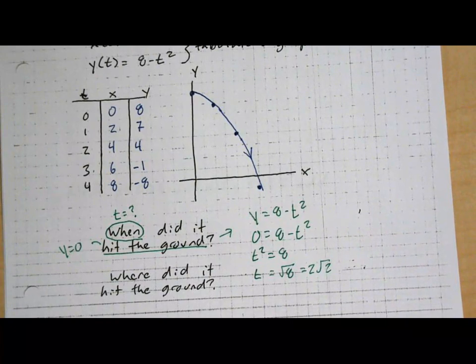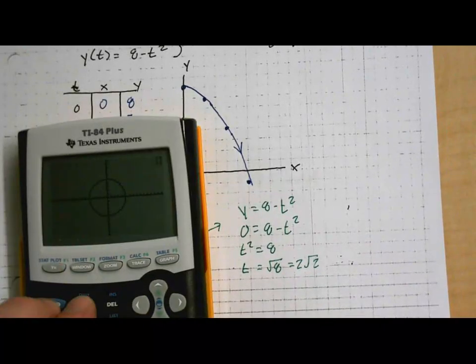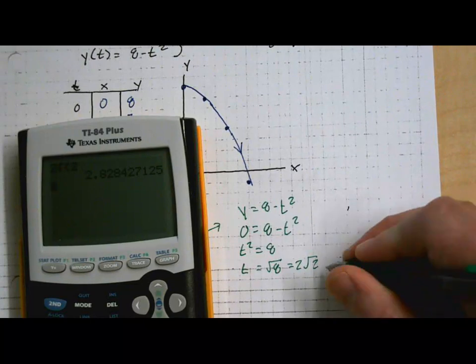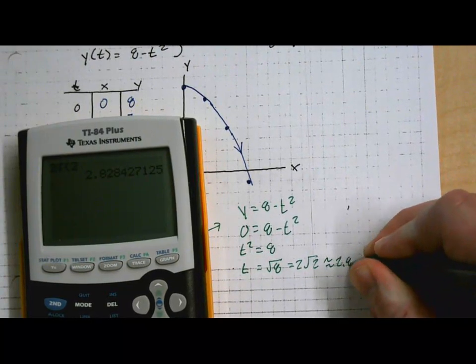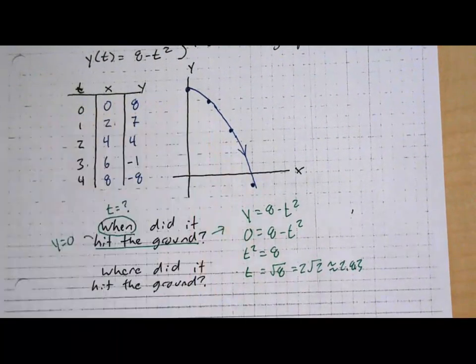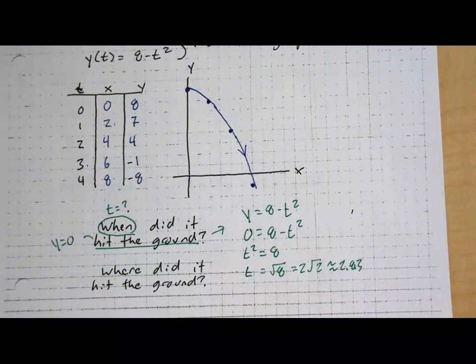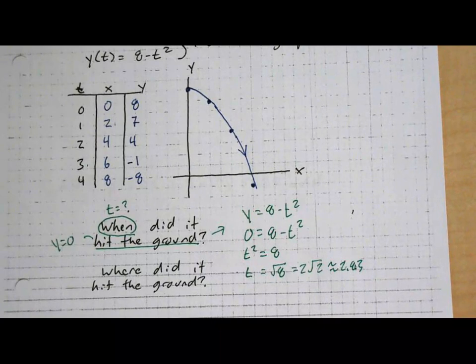2 times the square root of 2, and if I wanted a decimal answer, I could type that into the calculator. Why don't we go ahead and get a decimal answer here. Which is about 2.83 seconds. Now, we said a moment ago it was going to happen sometime between 2 and 3 seconds. We were right there.